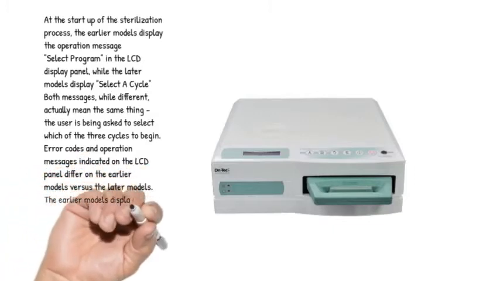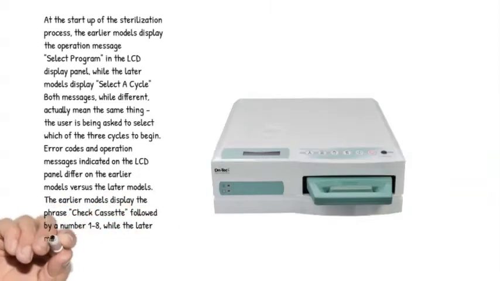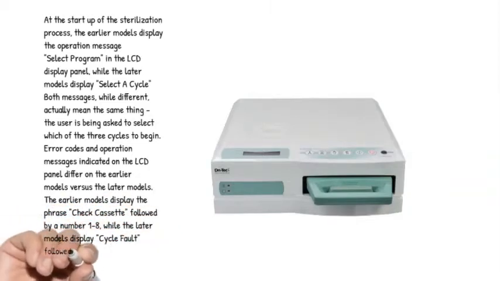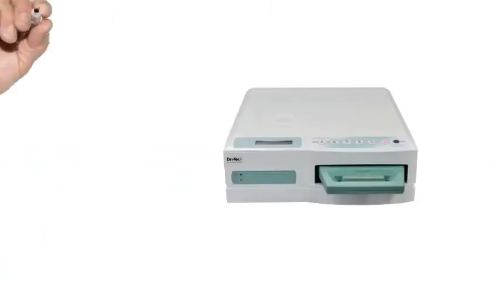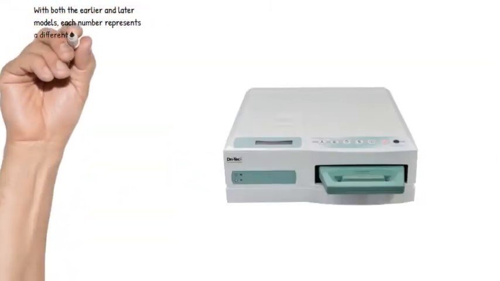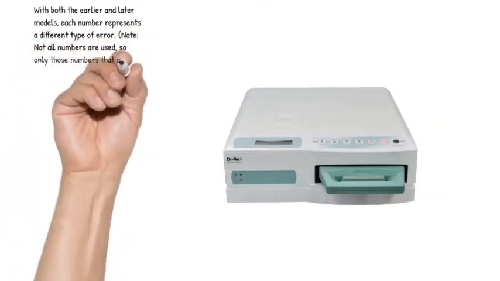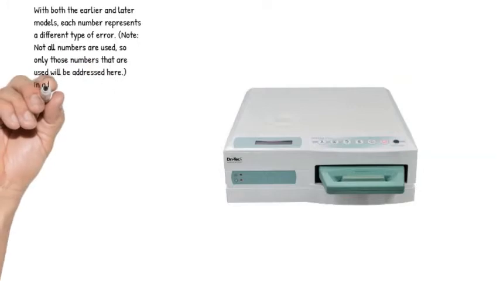The earlier models display the phrase check cassette followed by a number 1 to 8, while the later models display cycle fault followed by a number 1 to 27. With both the earlier and later models, each number represents a different type of error. Note, not all numbers are used, so only those numbers that are used will be addressed here.